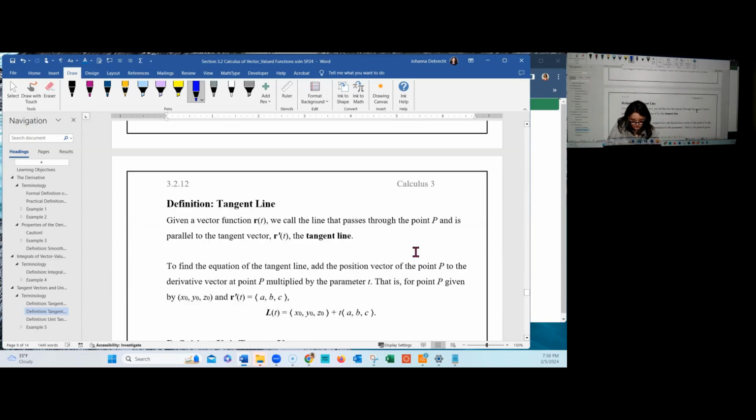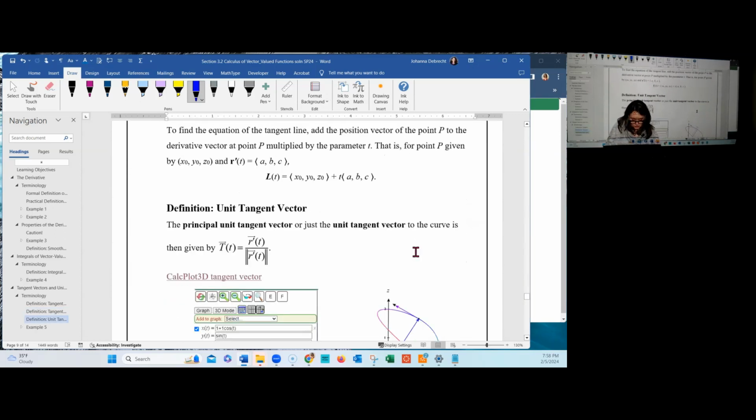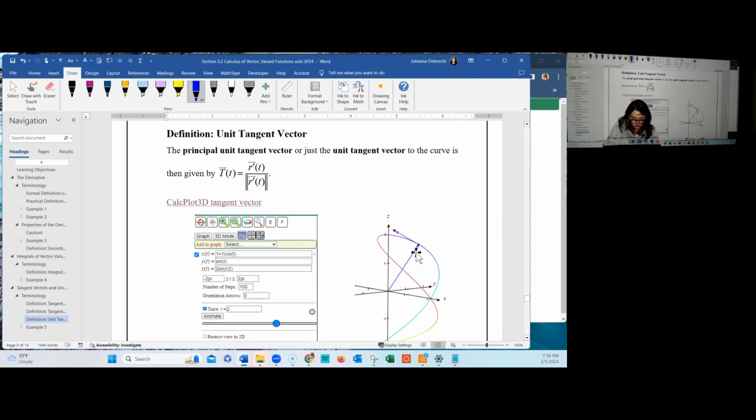This is different from the unit tangent vector. Let's look at that one down here. The unit tangent vector takes the tangent vector, r prime of t, and divides by its magnitude so that it has length of precisely 1. So you can see over here in this picture a little bit better the purple unit tangent vector and the black tangent vector. Notice the tangent vector is slightly longer, indicating that it has magnitude greater than 1.